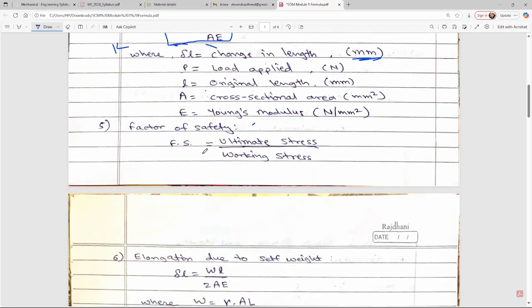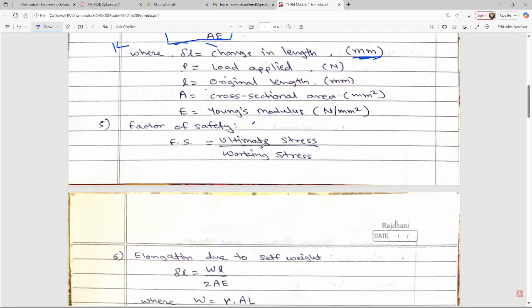Next is the factor of safety. Suppose one material has a limit of taking stress of 100 Newton per mm square. If we design by taking this stress limit, it's a maximum stress, right?